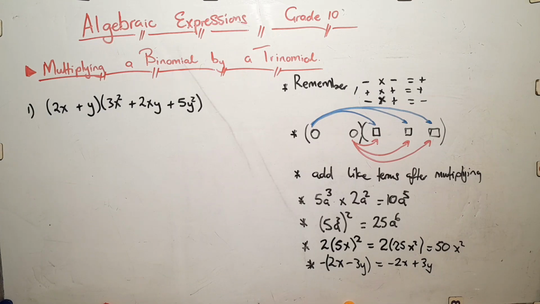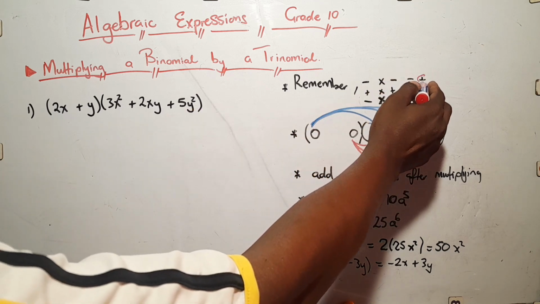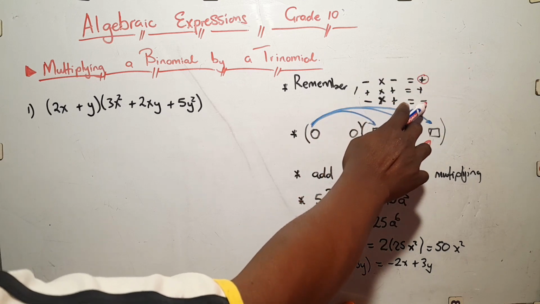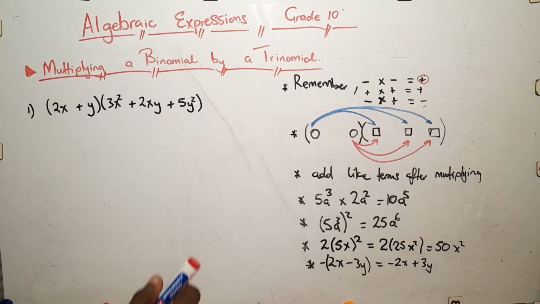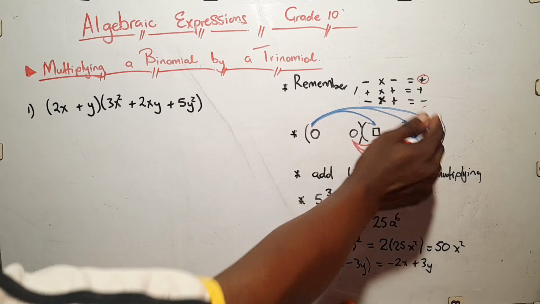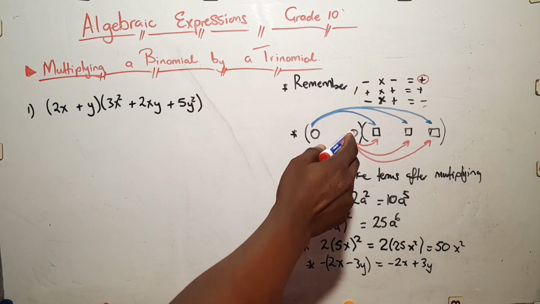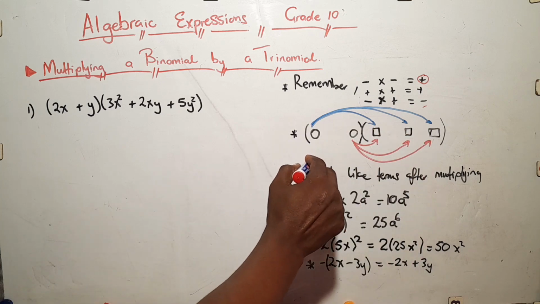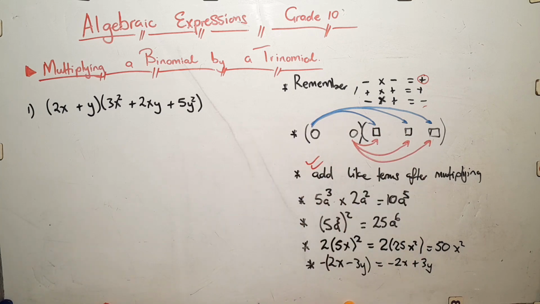So you were introduced to products in grade 8 and grade 9. In case you have forgotten, let me remind you of some important concepts. If you are multiplying a negative and a negative, you get a positive. A positive and a positive, you get a positive. A negative multiplied by a positive, you get a negative. And if you are doing products, it means that the first term will multiply all the terms in the second bracket, and the second term will also multiply all the terms in the second bracket. After you are done, you have to add the like terms.